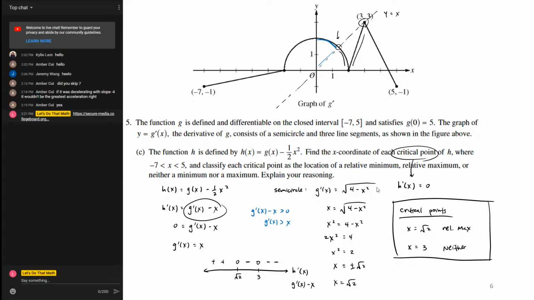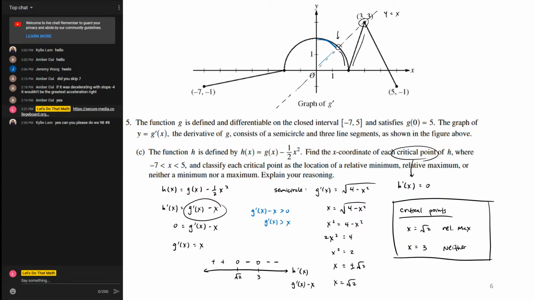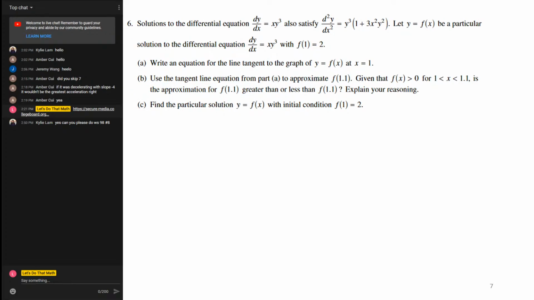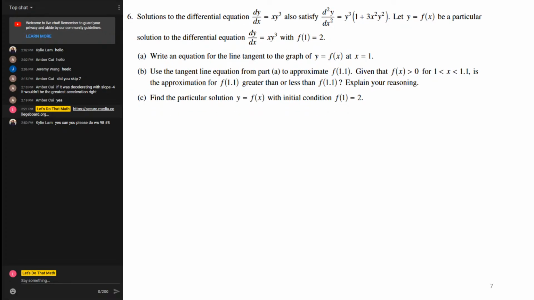Okay, let's take a look at the next problem. Probably the last one that we do today. Alright. So solutions to the differential equation dy/dx = xy³ also satisfy this here. Let y = f(x) be a particular solution to the differential equation with f(1) = 2.